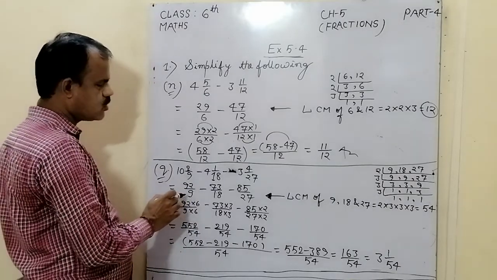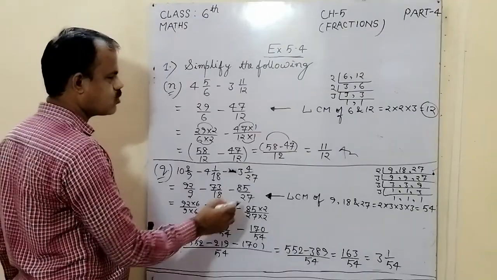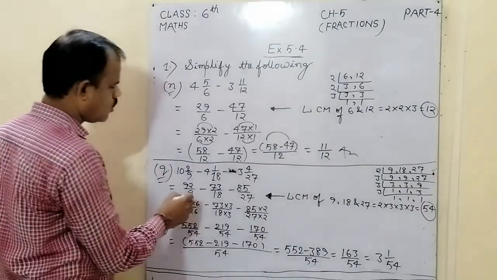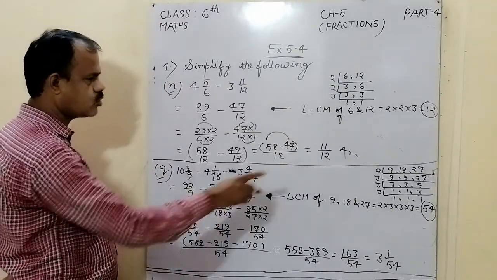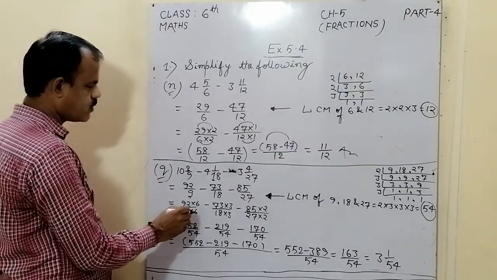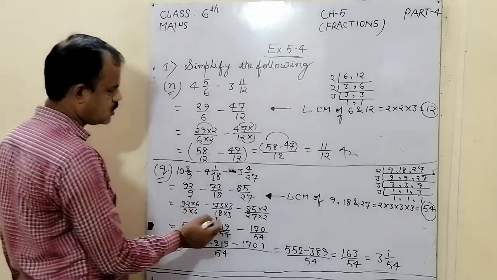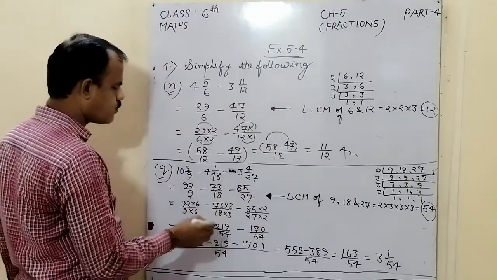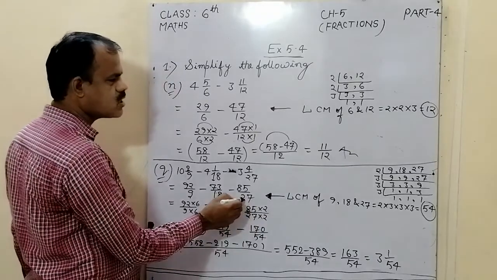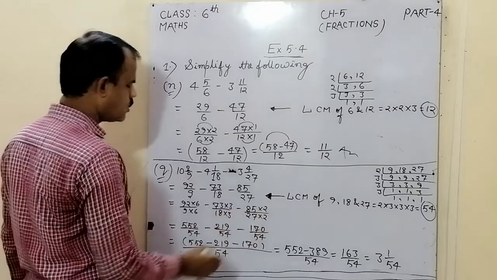So to change them into like fractions, firstly we take the LCM of 9, 18, 27, which is 54. We have to change all these denominators into 54. So see here, 92 by 9: 9 sixes are 54, so you have to multiply by 6 both numerator and denominator. Here 18 threes are 54, so multiply by 3 both numerator and denominator. Here 27 twos are 54, so we multiply by 2 both numerator and denominator.